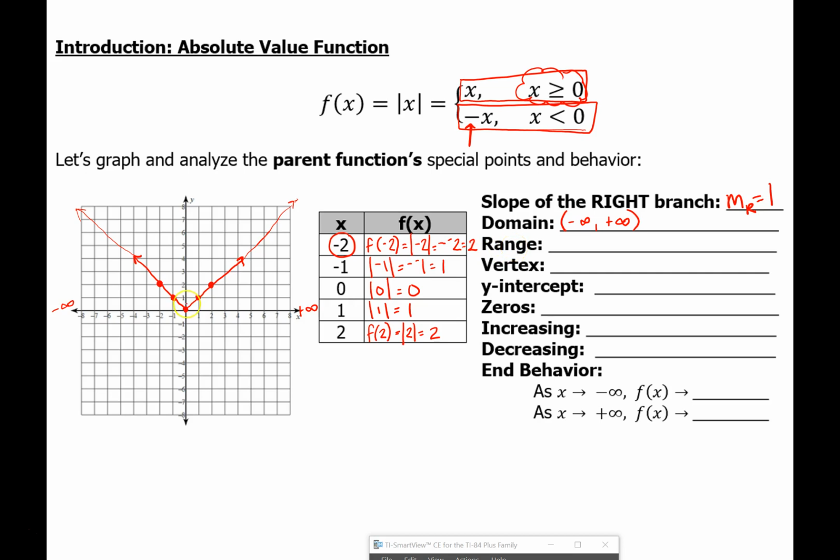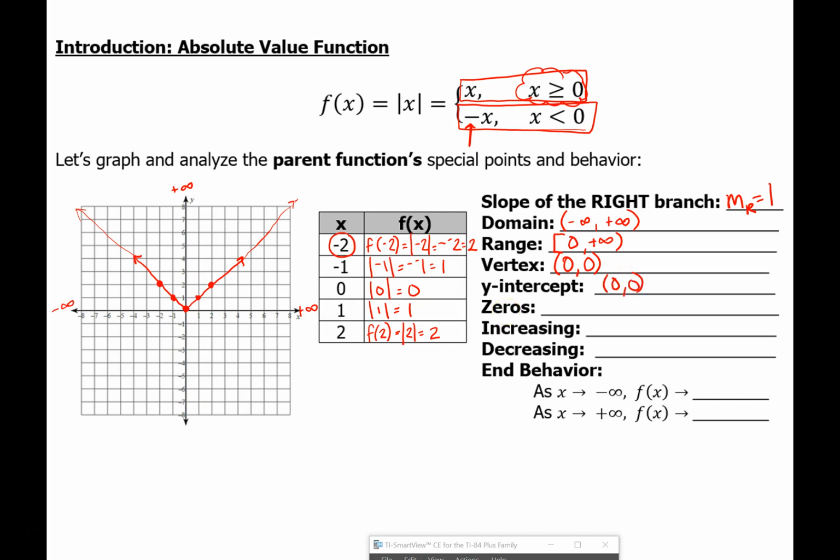Now for our range, remember that's bottom to top. We do have a bottom, the bottom of the V shape. This vertex here is our bottom, and the y value there is 0. So our bottom starts at 0 with a hard bracket, and it goes up forever on both sides, so that goes to +infinity, with a soft bracket. The vertex, we've already said, is this guy here, which is (0, 0). The y-intercept is where it crosses the y-axis. That also happens to be at (0, 0) in this parent function.